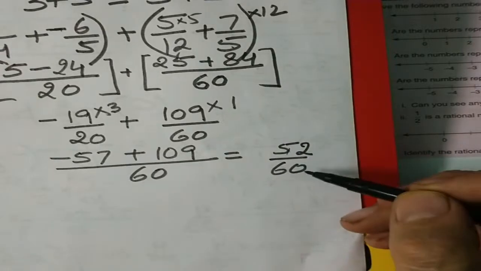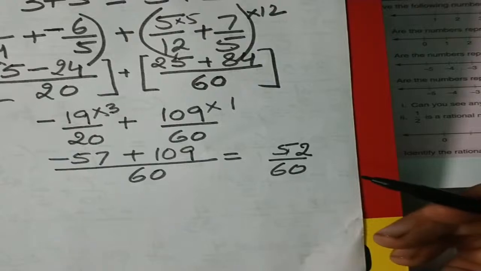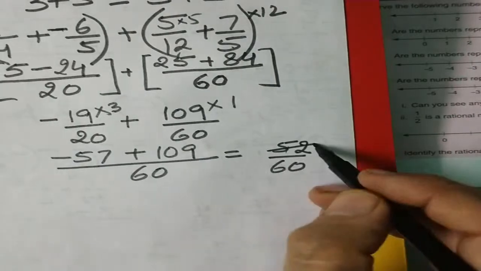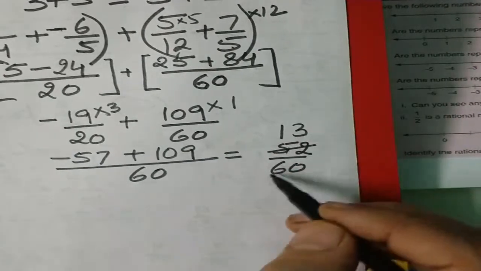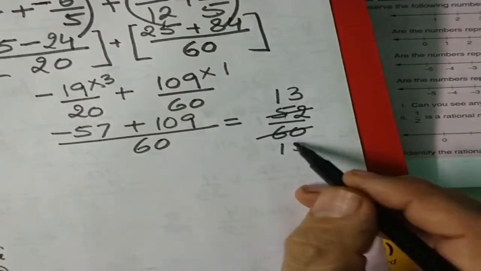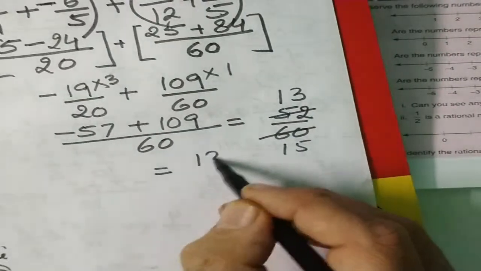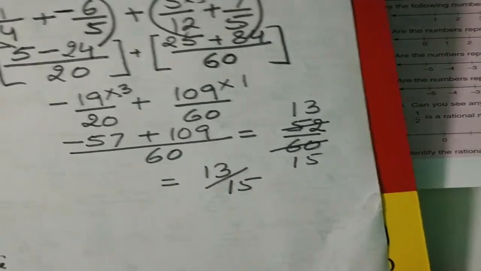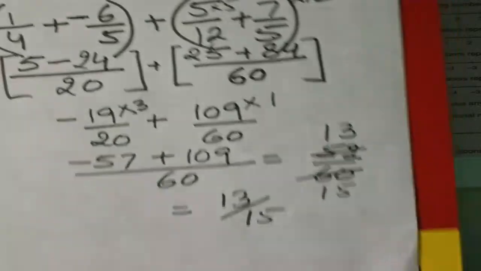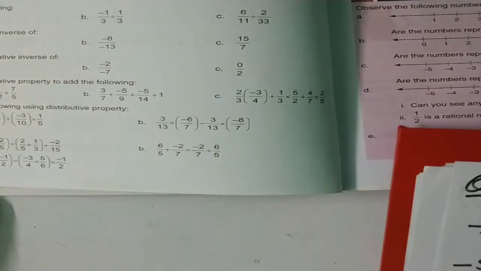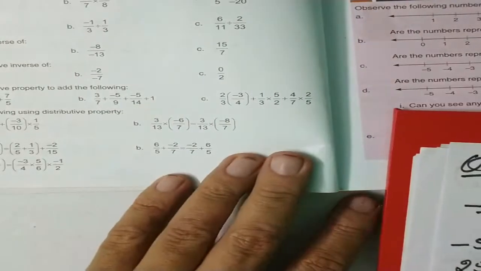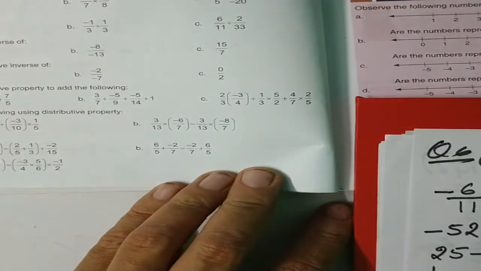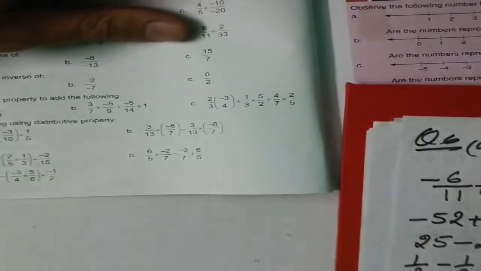How will you cancel this number? By a number you are comfortable with. I am counting 4: 4 threes are 12, 4 ones are 4, 4 fives are 20. The answer is equal to 13 upon 15. Got it? When you are using a property, you can check this whole explanation again in the video. Now let's see using the commutative property, solve part C.